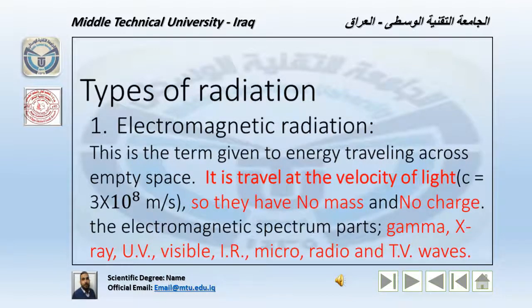Types of radiation. 1. Electromagnetic radiation. This is the term given to energy traveling across empty space. They travel at the velocity of light, 3 × 10^8 meters per second. So they have no mass and no charge. The electromagnetic spectrum parts: gamma, X-ray, ultraviolet, visible, infrared, micro, radio, and TV wave.